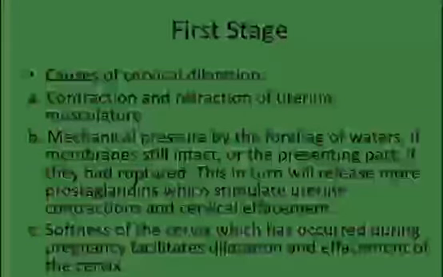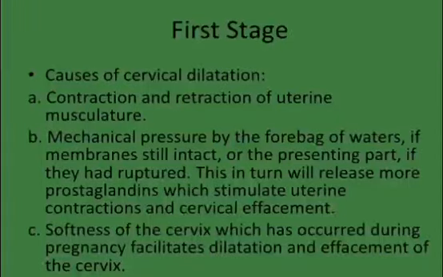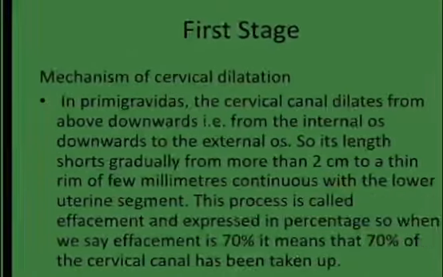In the first stage, the process of cervical dilation is due to the contraction and retraction of the uterine musculature, and mechanical pressure by the forebag of water if the membrane is still intact, or the presenting part if it is ruptured. This in turn will release more prostaglandin, which stimulates the uterine contraction and the cervical effacement. Softness of the cervix, which has occurred during the pregnancy, facilitates the dilation and the effacement of the cervix.